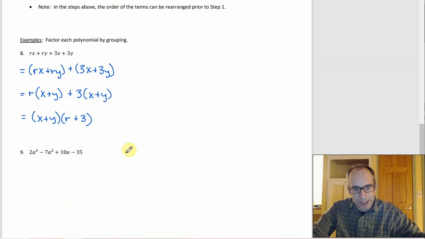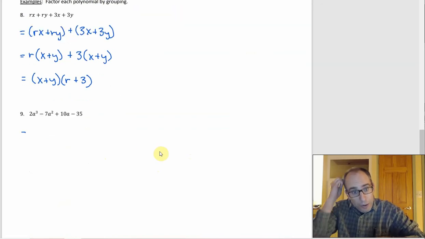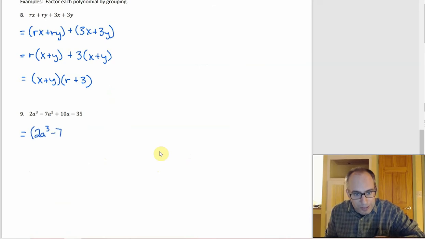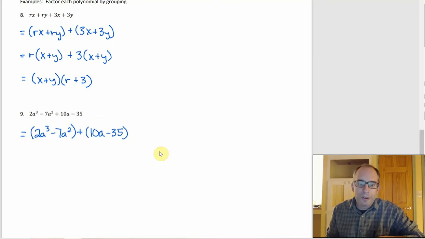So once again, number 9, we got 4 terms, and we're going to do the exact same thing. So we can rewrite this with the first 2 grouped together, so 2a cubed minus 7a squared. And then the last 2 grouped together, so plus 10a minus 35. All right, well then in this first group, those coefficients, we can't really do anything with them. They don't have any common factors other than 1. But then we got an a cubed and an a squared, so it looks like we can factor out an a squared.